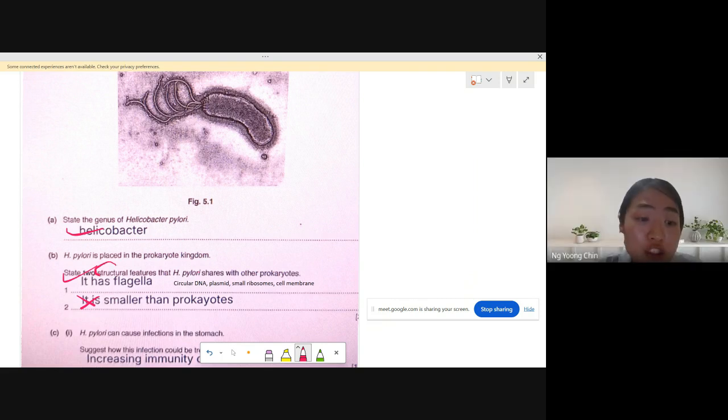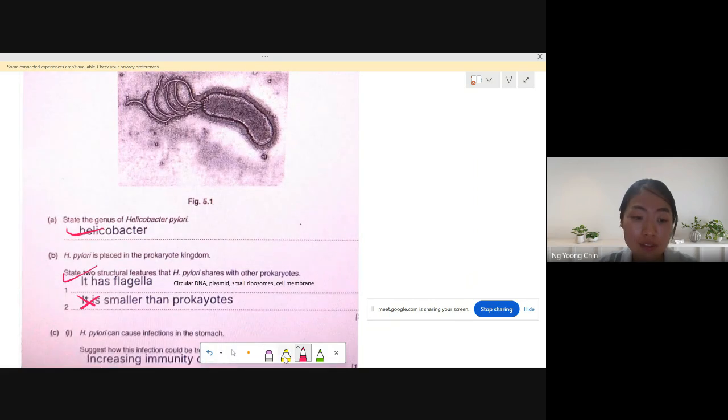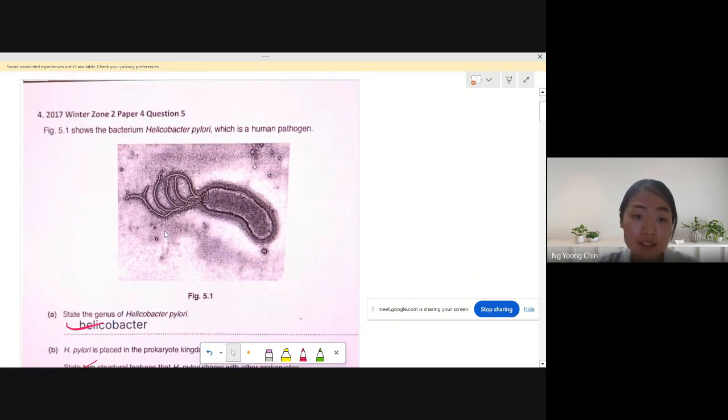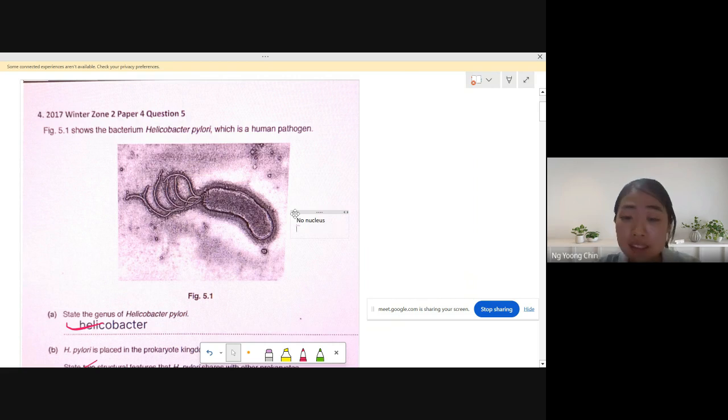What is meant by structural feature? A structural feature refers to a structure that you can see on this bacteria. You can see the flagella here. Another thing is that they don't have a nucleus, right? They don't have a nucleus, but they have DNA. But how is the DNA structure?